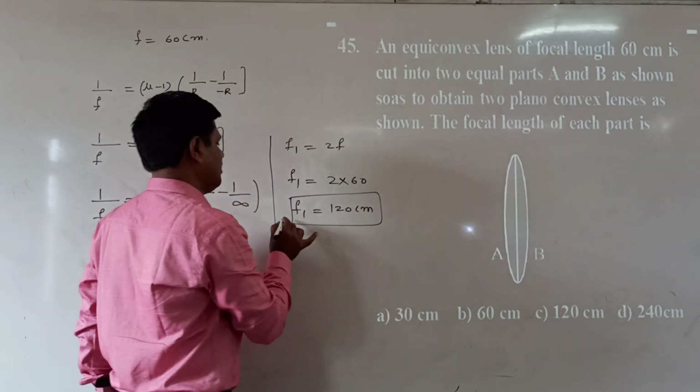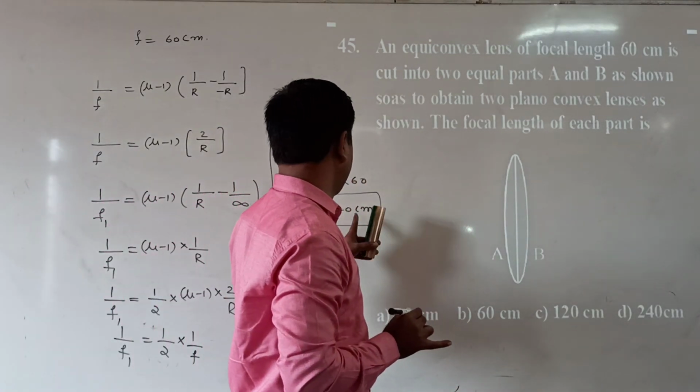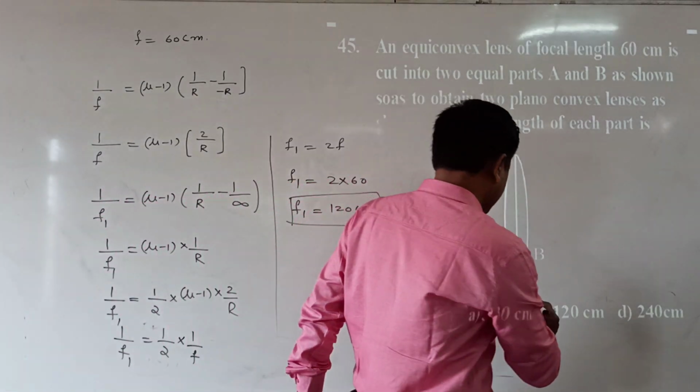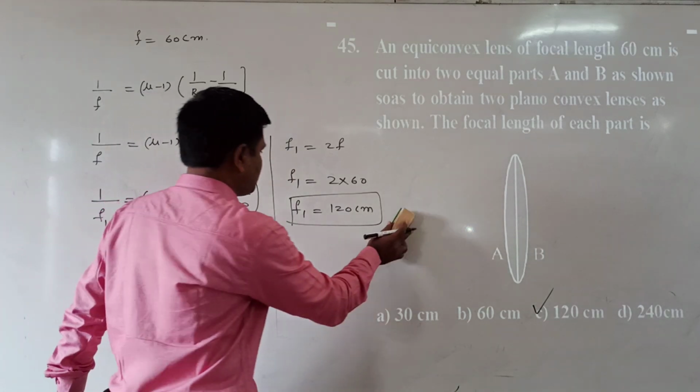Means each part has how many centimeters of focal length here? 120 centimeters focal length. Each plano convex lens has a focal length of 120 centimeters. This is question number 45.